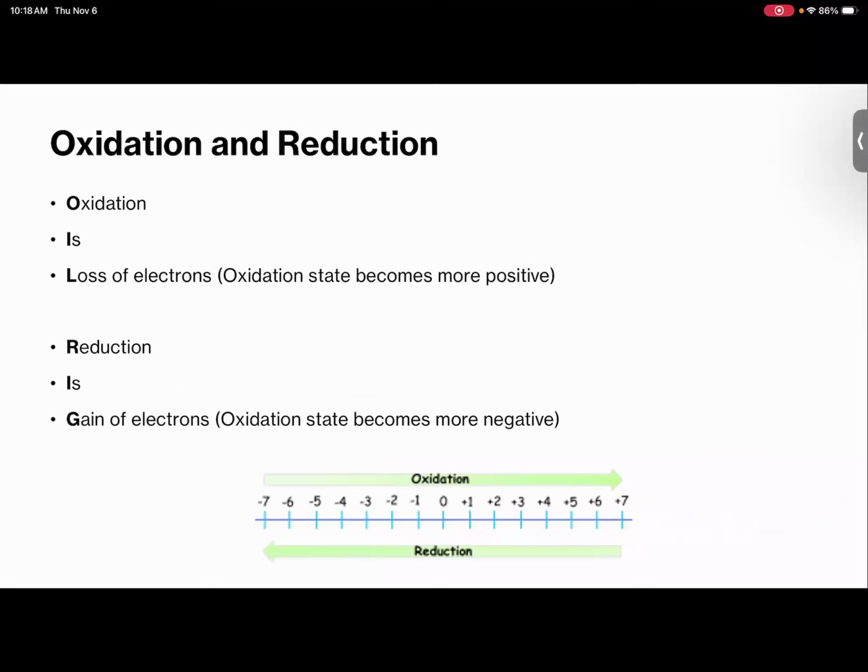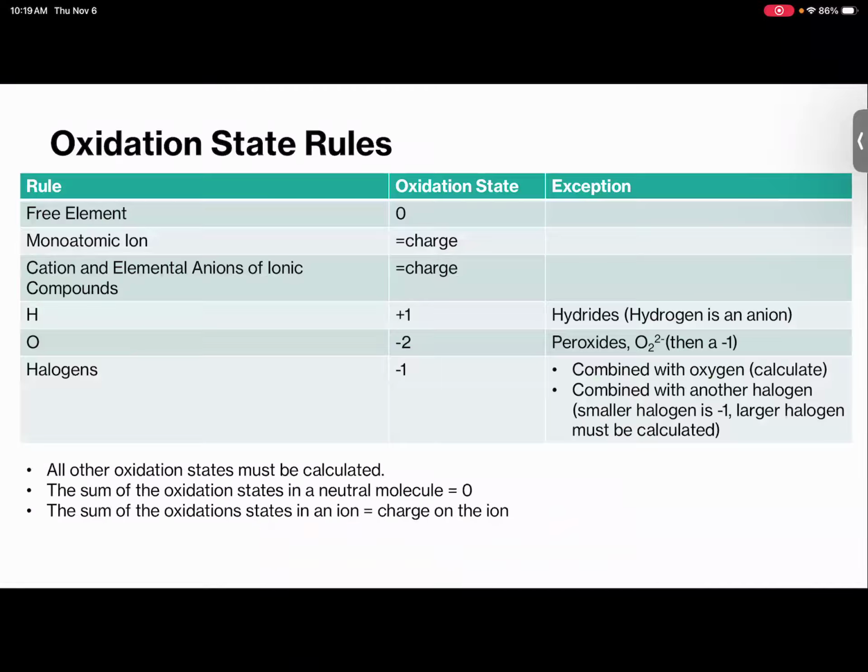You will notice that in order for us to do OIL RIG, we've got to follow the oxidation states. If we don't know the oxidation states, we can't figure out who's being oxidized and who's being reduced. There are rules for figuring out the oxidation states. You will need to memorize these rules. If you're one of those that puts a star by things, you will need to memorize these rules.